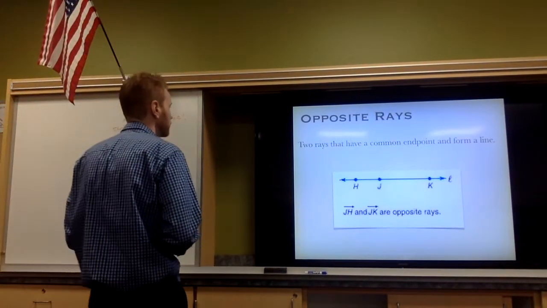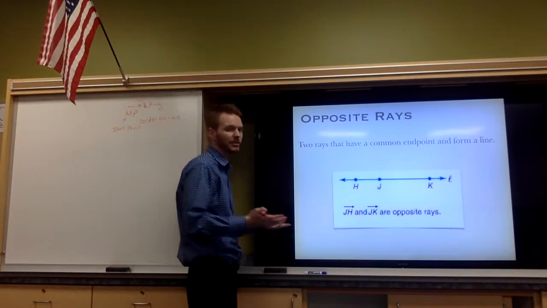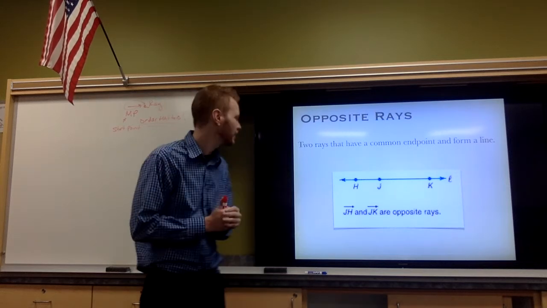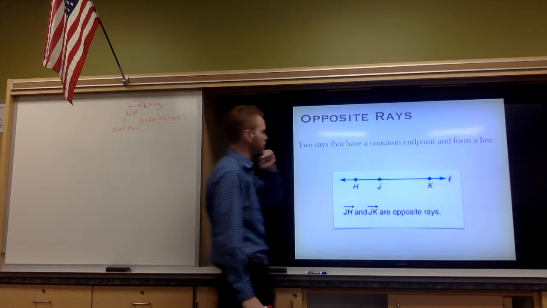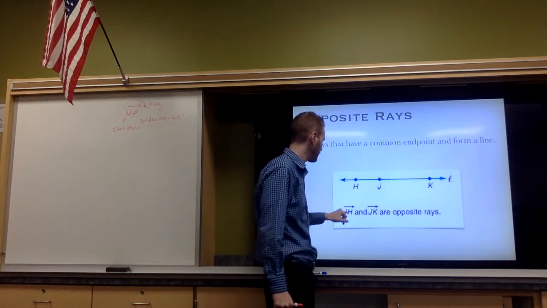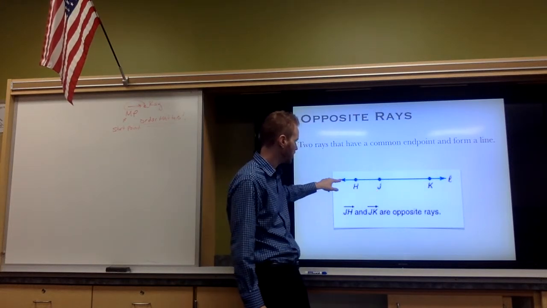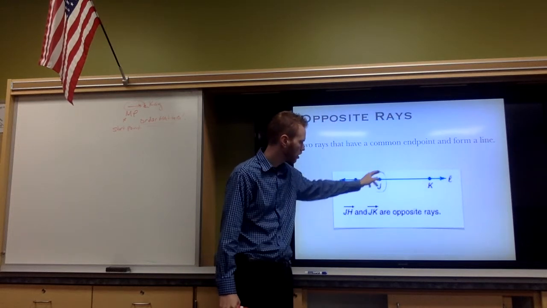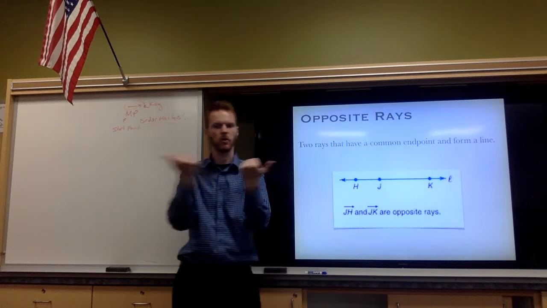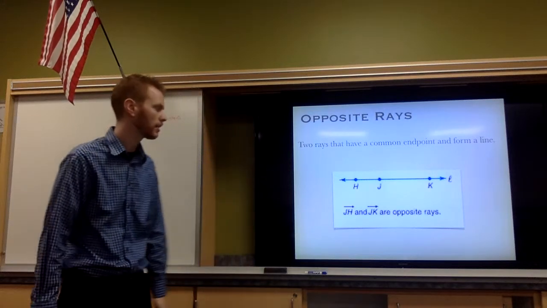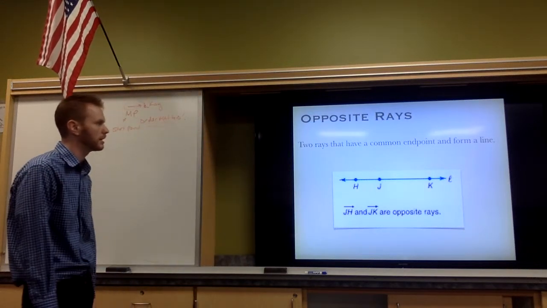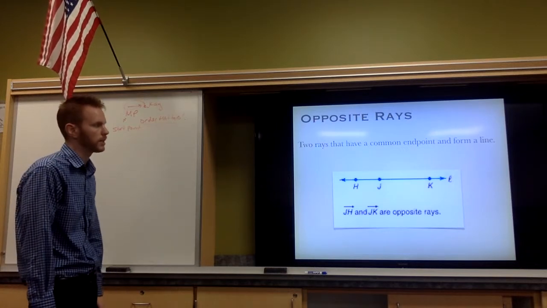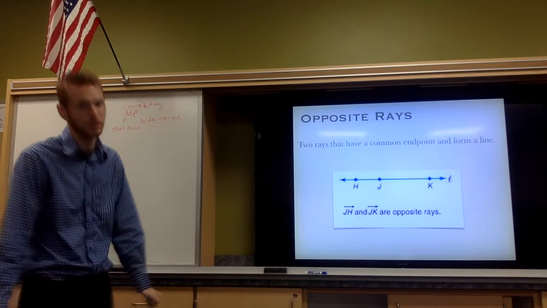Opposite rays. Another way to say it, it's a line. It really is, but it's another way to describe a line. So opposite rays are two rays that have a common endpoint and form a line. Here I could say that ray JH and ray JK are opposite rays. They both have J as their starting point, and they're going in opposite directions. So it's kind of a weird one, but like I said, it's just using a different object to create another object, which would be a line.